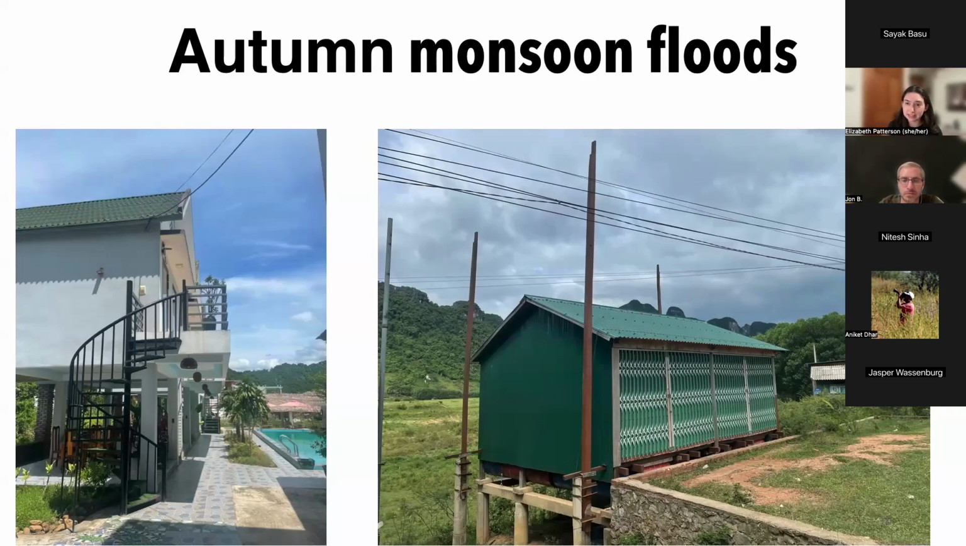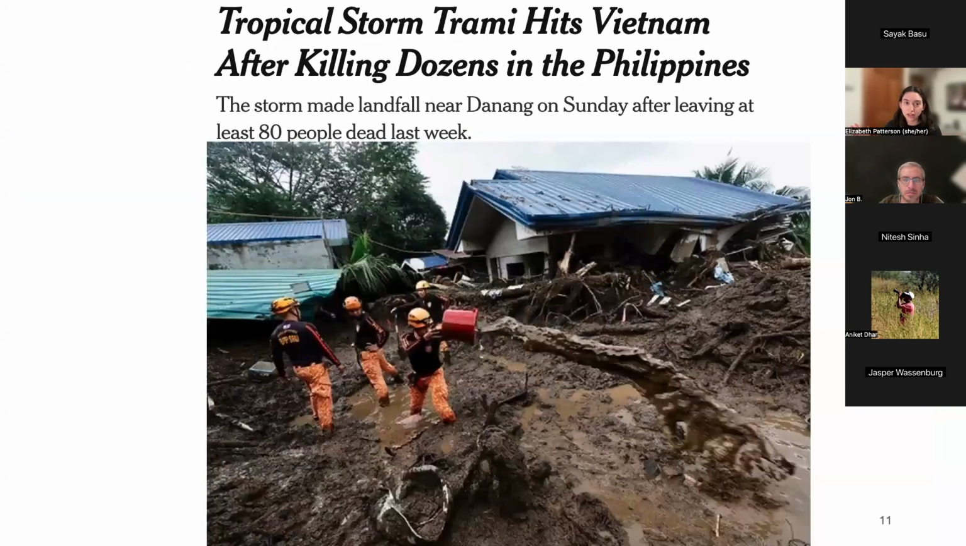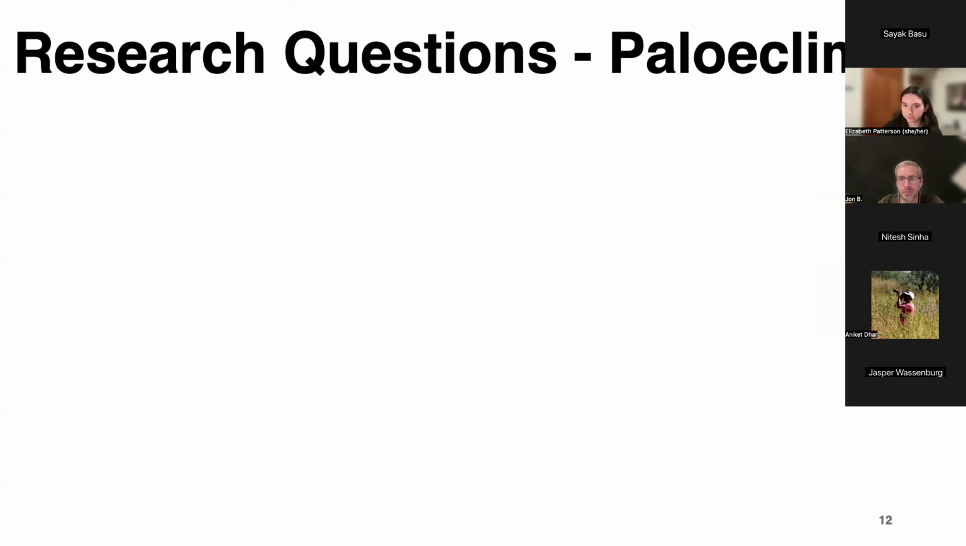So anyways, this monsoon system is particularly volatile, including tropical cyclones as well, which also happen during this autumn monsoon season. And last year, I think the Philippines was very much in the news. I think there was like a week where there were a bunch of tropical cyclones in a row. Well, a lot of these storms also hit central Vietnam as well. So better understanding the variability of this monsoon system is going to be really important for understanding future changes in flooding or extreme events.